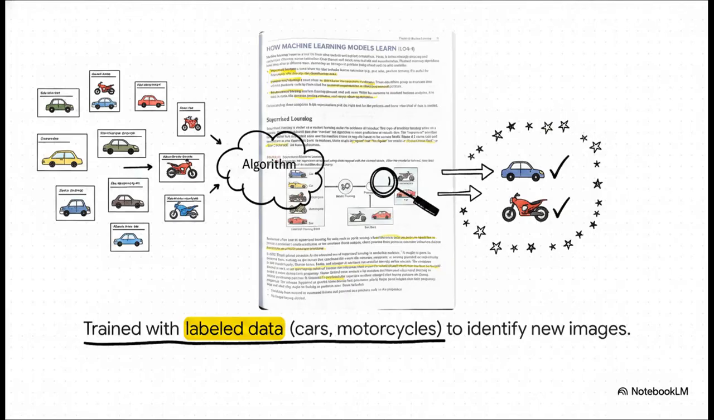And this visualizes that flashcard idea perfectly. The algorithm gets fed thousands and thousands of pictures that are all neatly labeled car or motorcycle. After seeing enough of these correct examples, it starts to build its own understanding. So later, when you show it a brand new picture it's never seen before, it can make a really good guess.